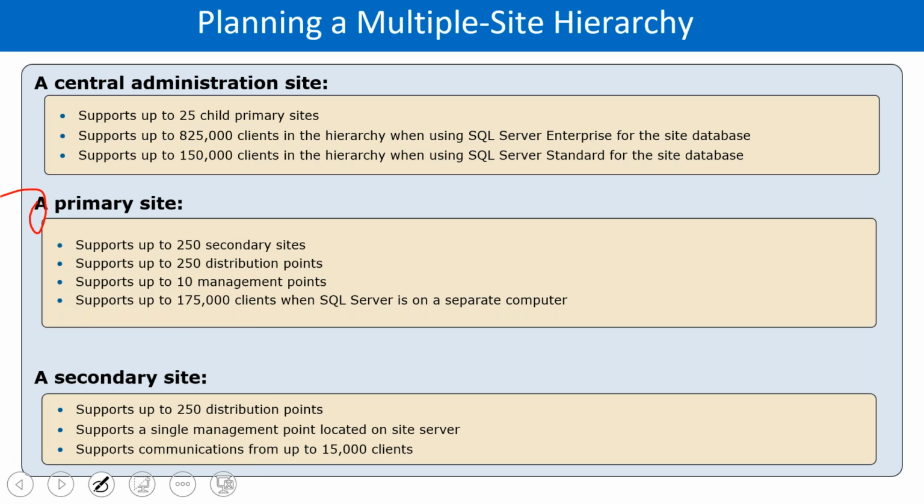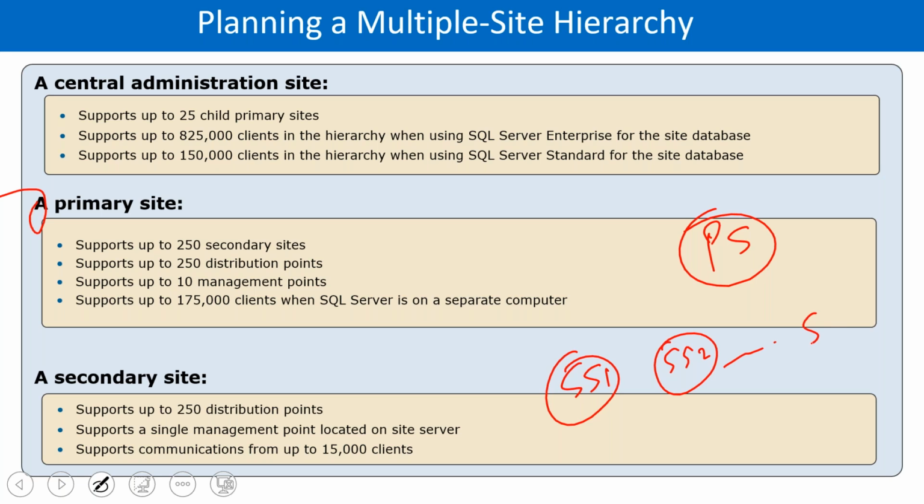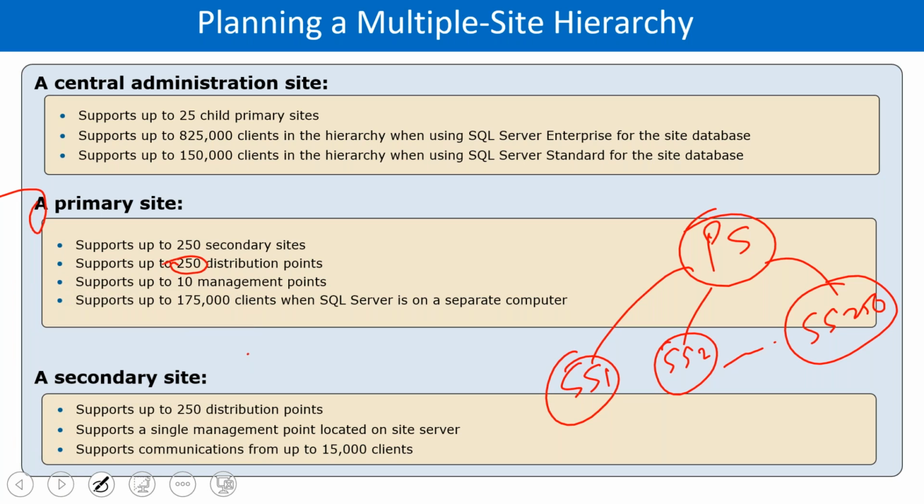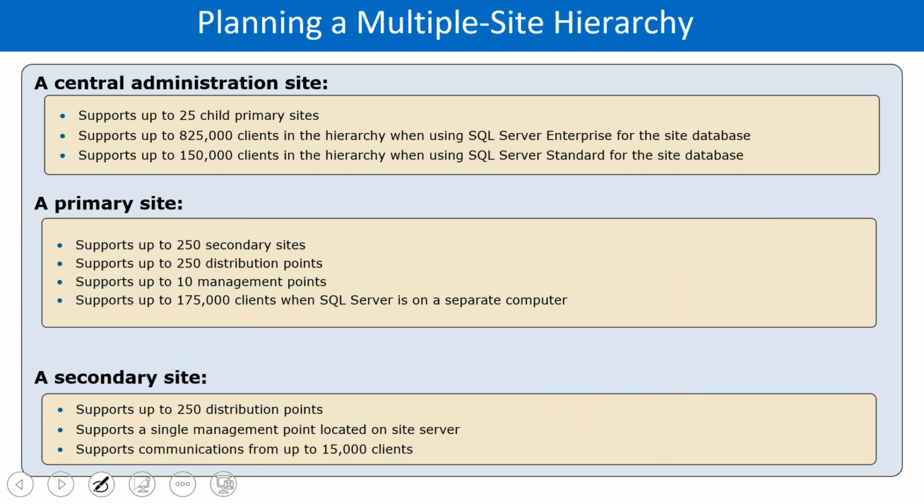primary site. Primary site supports up to 250 secondary sites. So one primary site, how many secondary sites can it have? Let's say secondary site 1, secondary site 2, it can go up to secondary site 250. Primary site can support 250 secondary sites, and similarly it can support 250 distribution points. I'll talk about distribution points later on. And 10 management points, I'll talk about these distribution and management points later on. For now you just understand the numbers, and then the maximum number of clients it can support is 175,000.